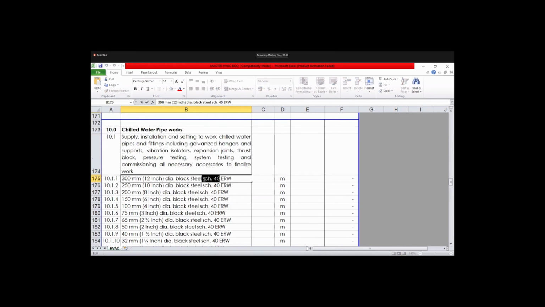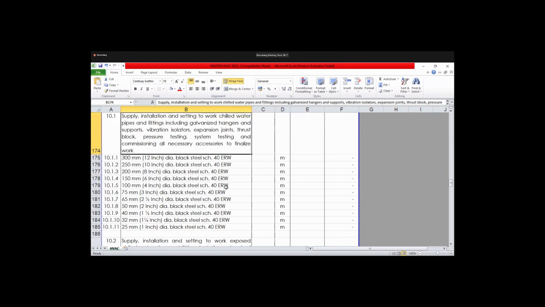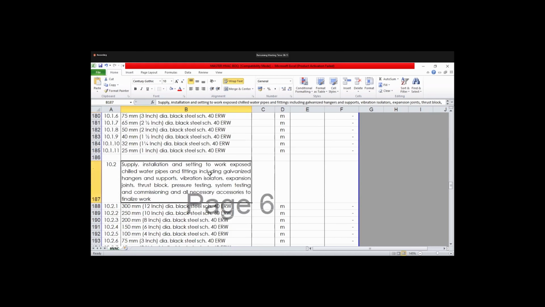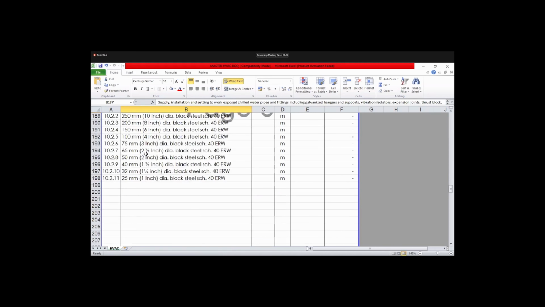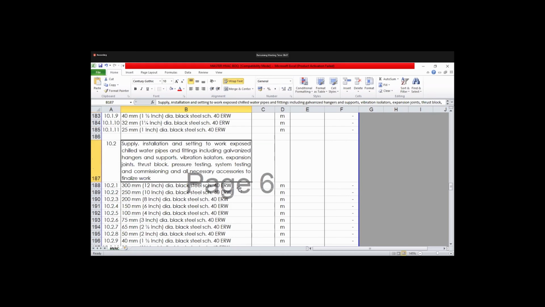So schedule 40 or schedule 80. Mostly we are providing schedule 40 for chilled water pipes. Class B is medium, class C is high, so class C is schedule 80. This is for the exposed chilled water pipes. The same way, we have to mention the size, types and quantity here. So all this should be considered in the BOQ.